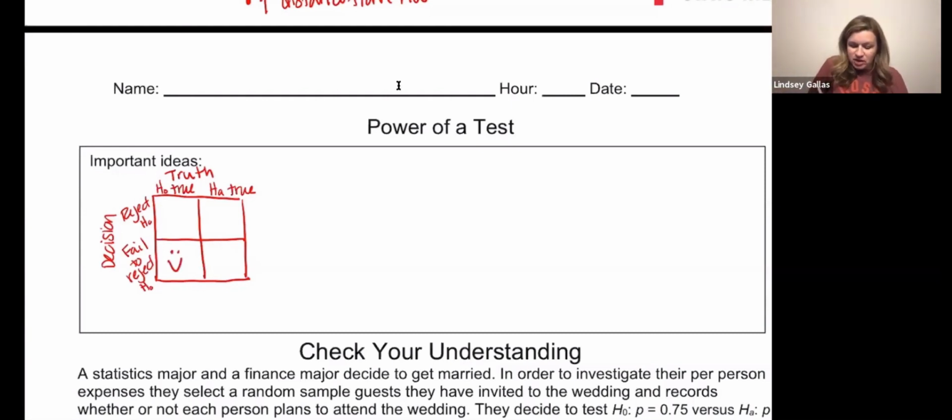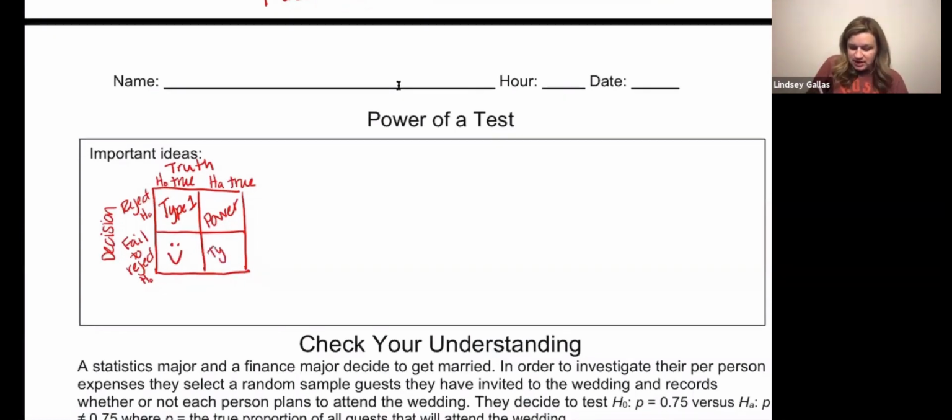Okay. Now, if the null is true, but we reject the null, that is a bad decision, and that is a type 1 error. All right. What if the alternative hypothesis is true and we reject the null? Again, that is a good decision, but more importantly, that is the power of the test. And then the last spot, if the alternative is true and we fail to reject the null, that is a type 2 error.